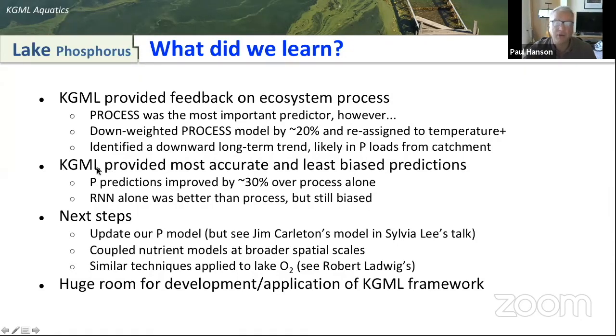KGML was the most accurate in making its predictions. And it also gave us some information about some of our next steps that you'll hear a little bit about in some of the other presentations. But I think the final take-home point I want to make is we've learned a lot through this process and through our collaborations with our colleagues in computer science, and there's huge room for development and application of KGML framework for all of us. It's a really exciting time to be in the aquatic sciences.